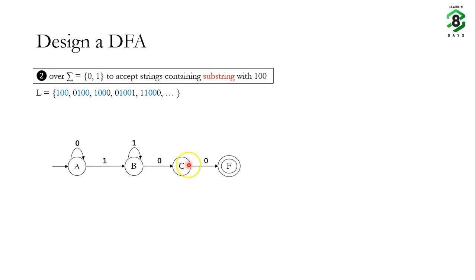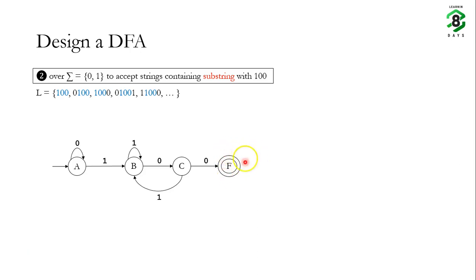What if we get a 1 in state C? So if we get a 1 in state C, that means I have got 1, 0, 1. Now if I have got 1, 0, 1, that means the substring 100 can occur only if we get another couple of zeros after this, right? So we have got 101, we can get 2 more zeros and still have the substring in our string. So which is the state from which if we get 2 more zeros, we can go to the final state? That state is B. So from state C, if we get a 1, we should go to state B, so that if we get 2 more zeros after that, we can still reach the final state.